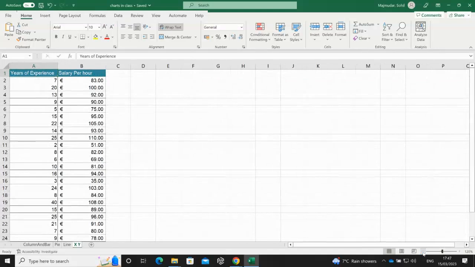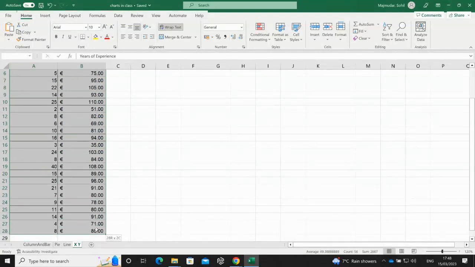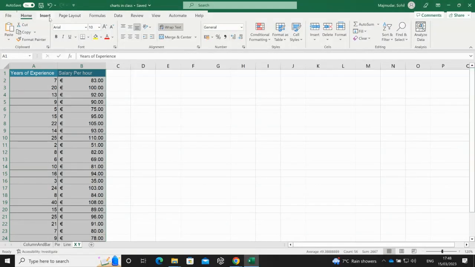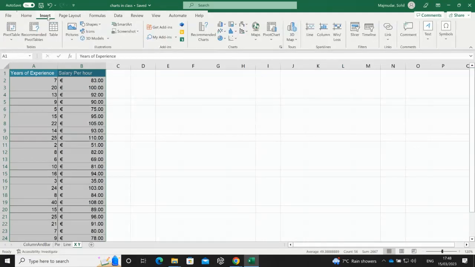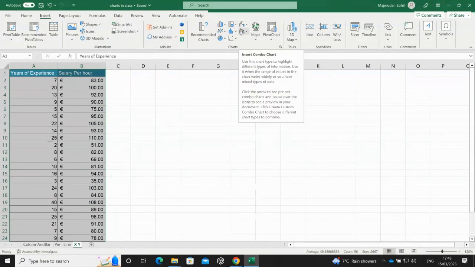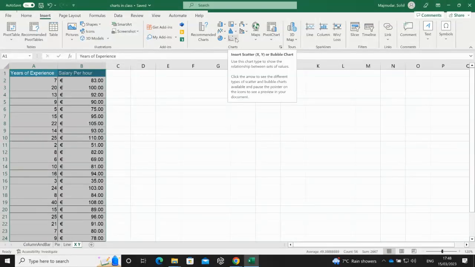I'm just going to make it smaller. Okay, similarly, you select the entire table. Insert on the top. Okay, which one do you think is the XY scatter plot? Any guesses? 1, 2, 3, 4, 5, 6. This one is the XY scatter plot.